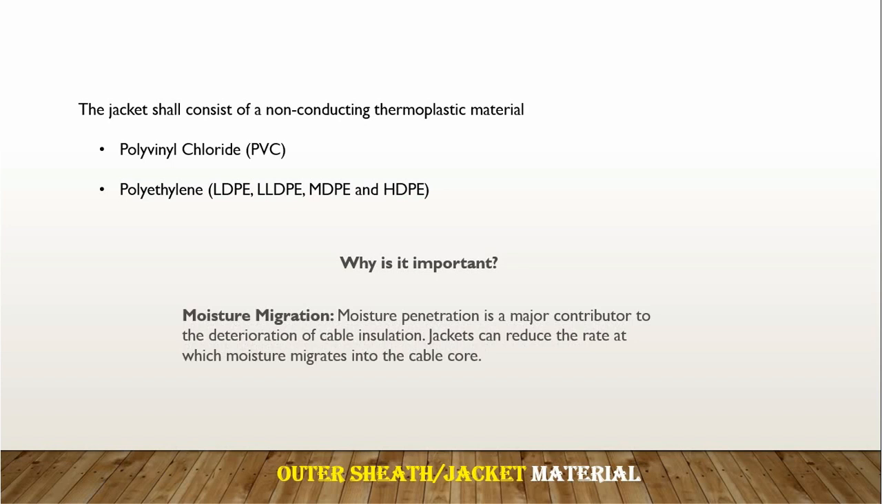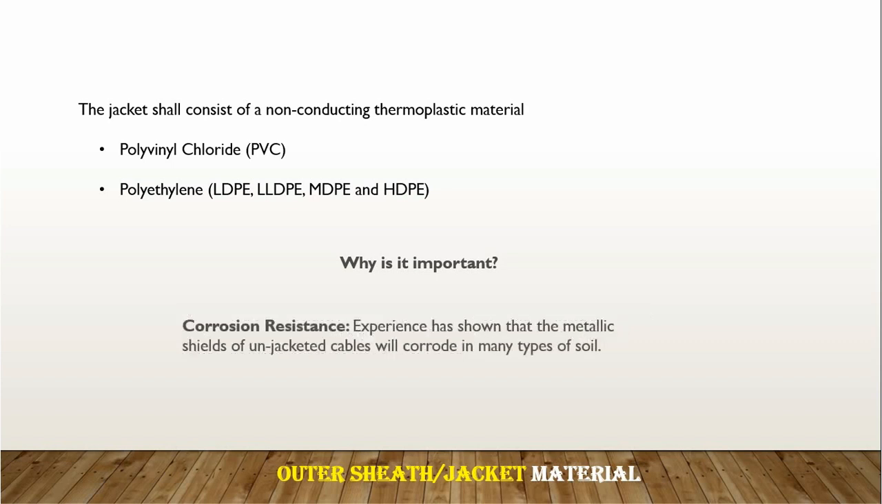Also for moisture migration. Moisture penetration is a major contributor to the deterioration of the cable insulation. So the jacket can reduce the rate at which moisture migrates into the cable core. Corrosion resistance. Experience has shown that the metallic shield of unjacketed cable will corrode in many types of soil.